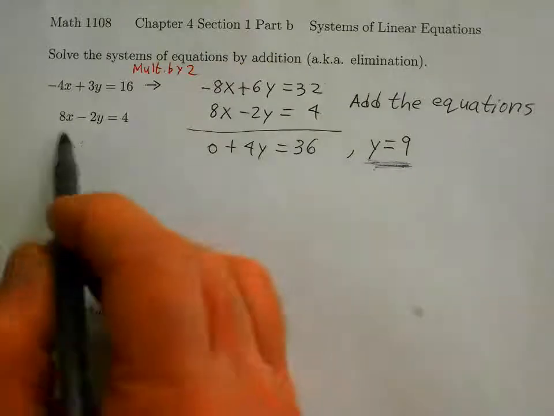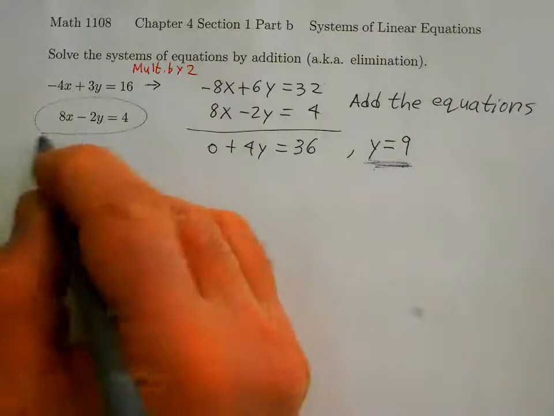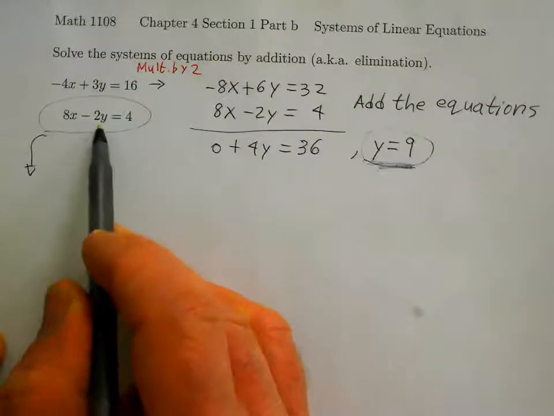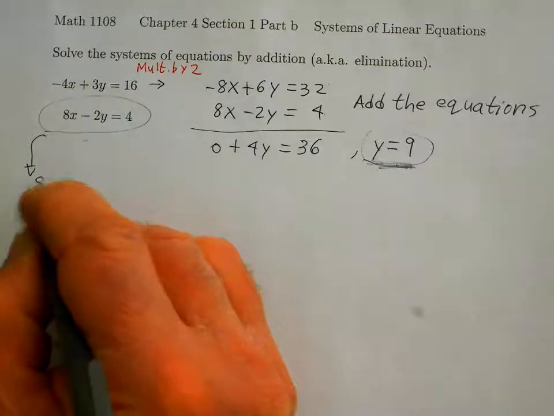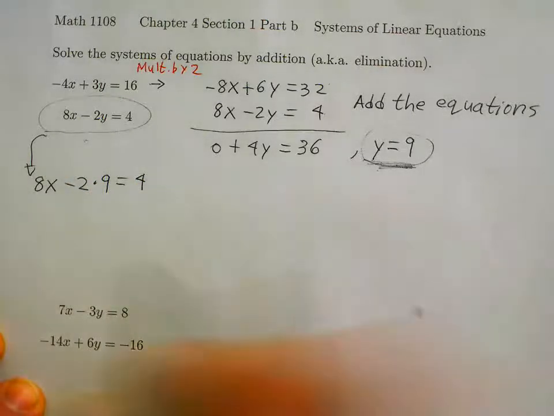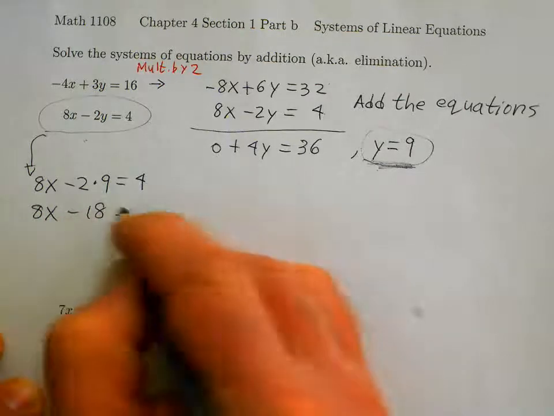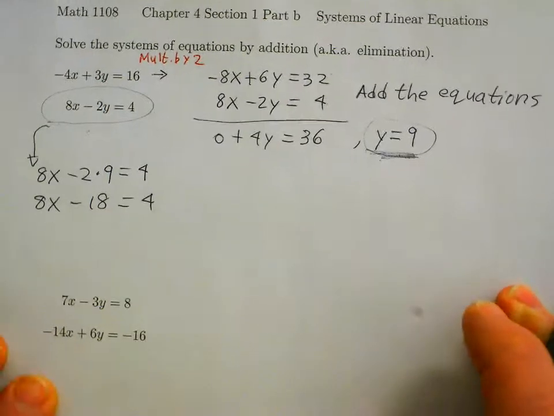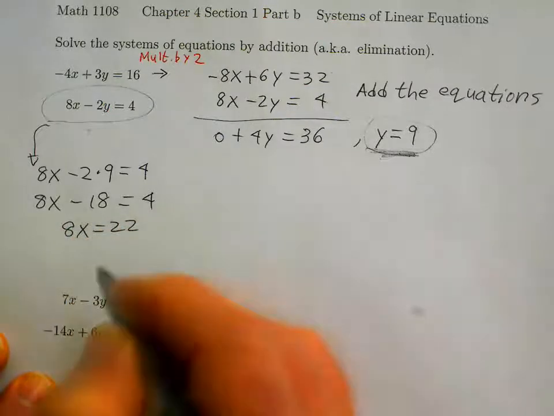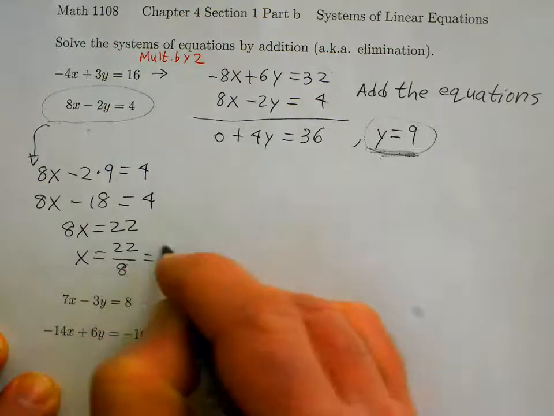I'm going to pick the bottom equation, and the fact that y equals 9. So in the bottom equation, I'm going to replace y with 9. So I get 8x minus 2 times 9 equals 4. Minus 2 times 9 is minus 18. And then we solve for x. Add 18 to both sides. 8x equals 22. Divide both sides by 8. x equals 22 over 8, or 11 over 4.